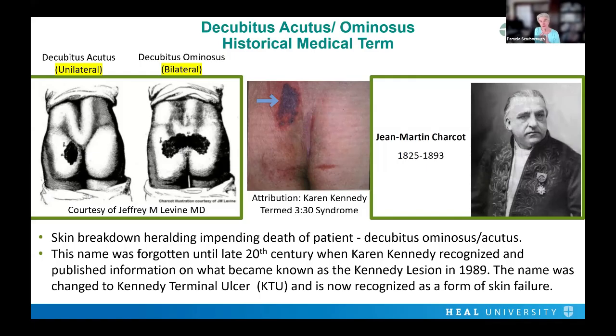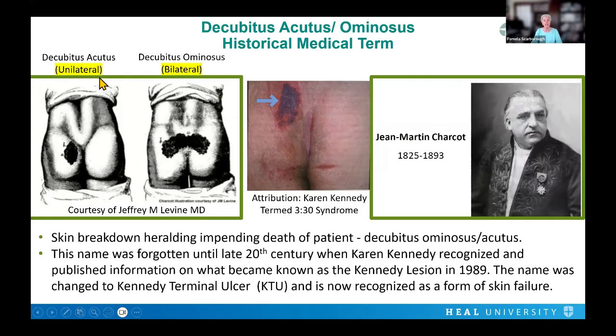we lost 100 years of information. We wouldn't be having the struggles we're having today if we had just kept up with Dr. Charcot's book. But Dr. Levine did find it and brought it to us. When we talked about decubitus acutus and decubitus ominosus, he divided it into two. This is where the term decubitus ulcer came from, which we don't call decubitus ulcers any longer.